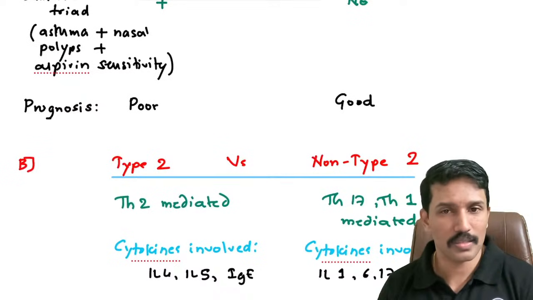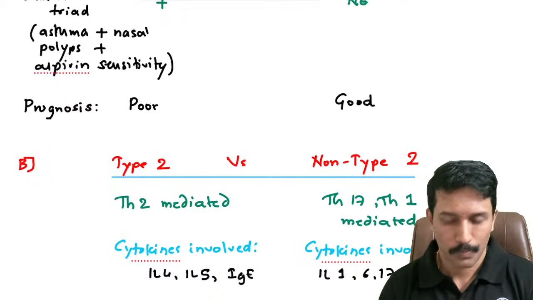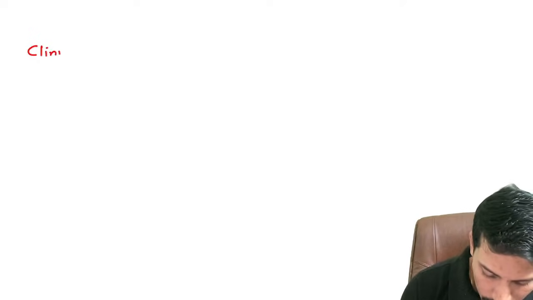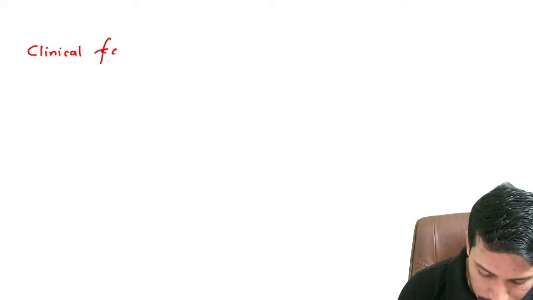Second is type 2 versus non-type 2. Okay. After the classification, let us talk about the clinical features of asthma. So what are we expected to write in clinical features?